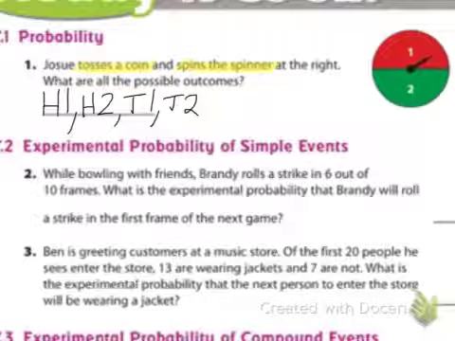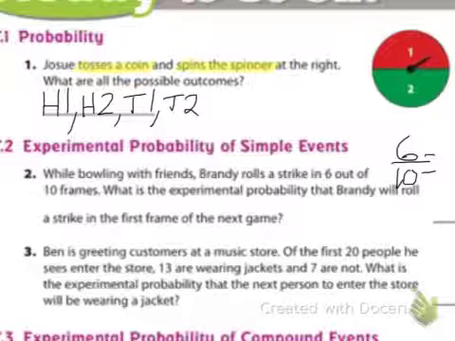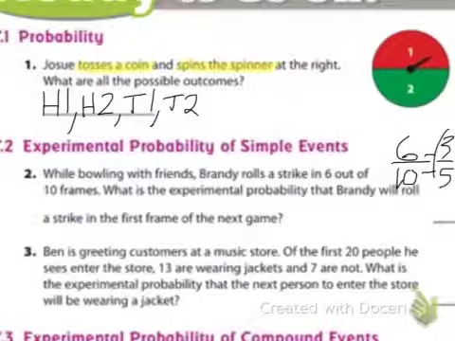So 7.2. Experimental probability of simple events. While bowling with friends, Brandy rolls a strike in 6 out of 10 frames. What is the experimental probability that Brandy will roll a strike in the first frame of the next game? Well, let's see. He rolls a strike 6 out of 10 frames. So we can write that as there are 10 total tries and 6 of them are strikes. What's the experimental probability? We simplify that, divide by 2. And you get 3 out of 5. And that's the answer. Not terribly difficult, right, guys?